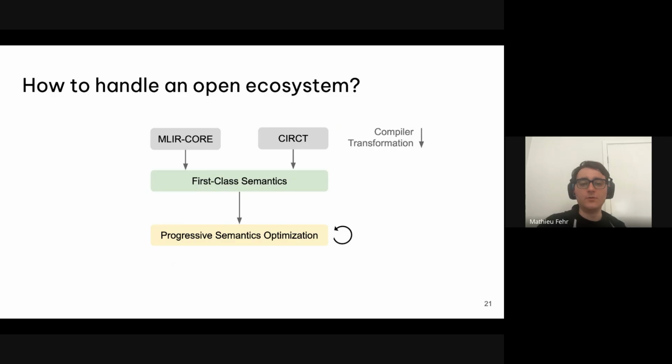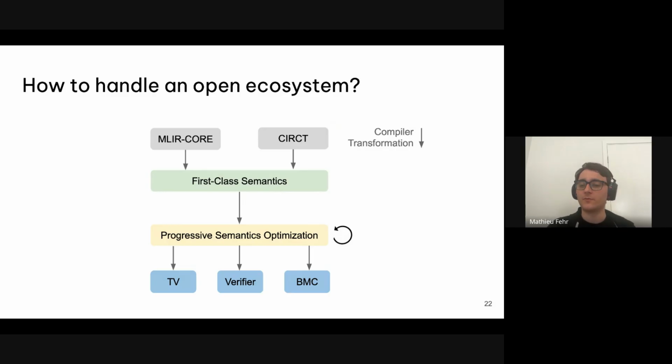Then you would do some progressive semantics optimization. So like a compiler, you would have high-level dialects, low-level dialects, and you would compile from the high level to the low level, doing optimization at each level like you would do in MLIR. And then from this, you build tools around it. One for, let's say, translation validation, so checking that the program was well compiled. One for a peephole rewrite verifier, which essentially checks that a rewrite is always correct for whatever input you have.